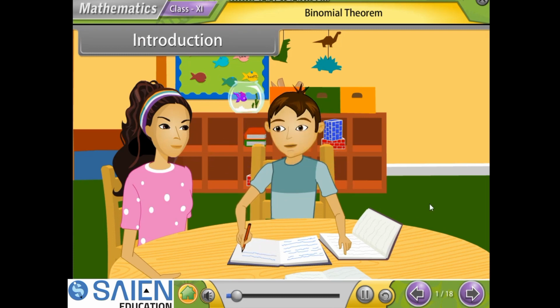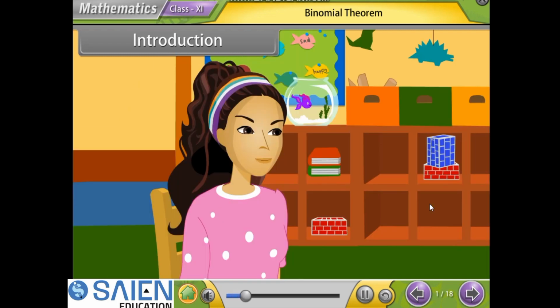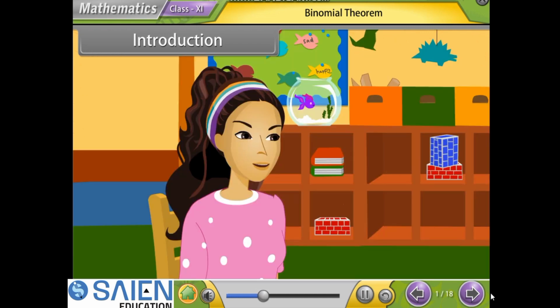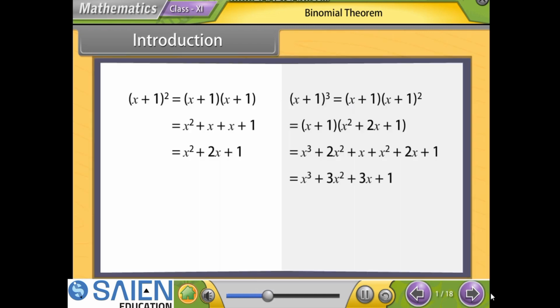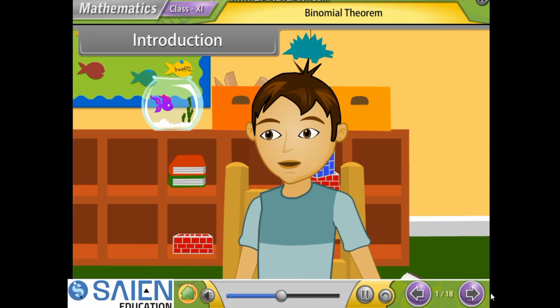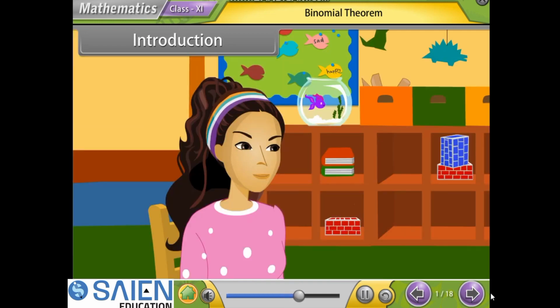Hey Suman, can you help me in expanding these expressions? Yes, sure. Show me. When we expand x plus 1 square, we get x square plus 2x plus 1. And when we expand x plus 1 cube, we get x cube plus 3x square plus 3x plus 1. That was easy. Can we expand x plus 1 raised to power 4 or x plus 1 raised to power 5? Yes, we can expand them too.